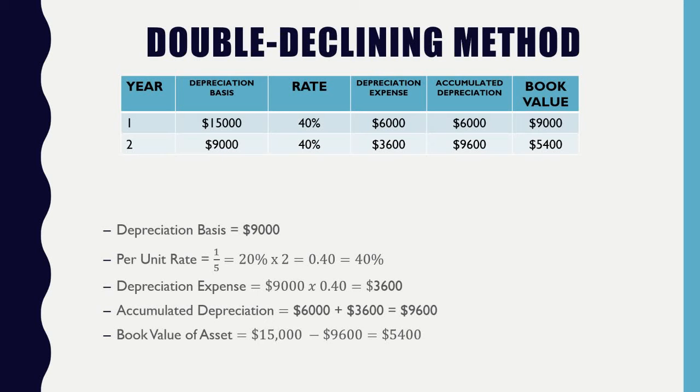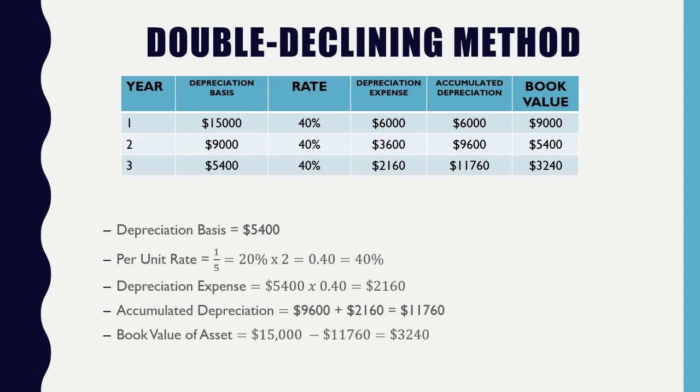Okay. So here, now that we solved for the second year, let's solve for the third year. The estimated useful life that we gave this asset was 5 years. So when year 3 rolls around, I've depreciated another 40%. Now I am down to 2,160 as my depreciation expense, and my book value has dropped to 3,240. And it's only year 3.